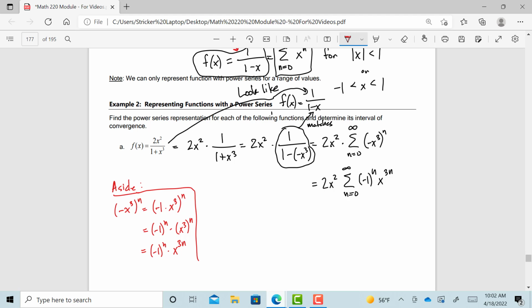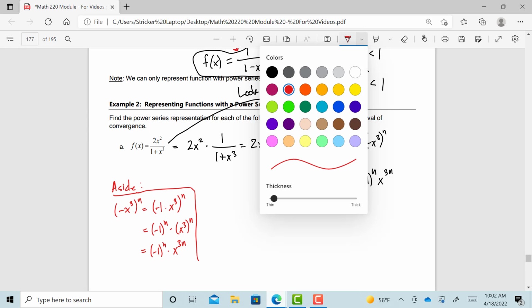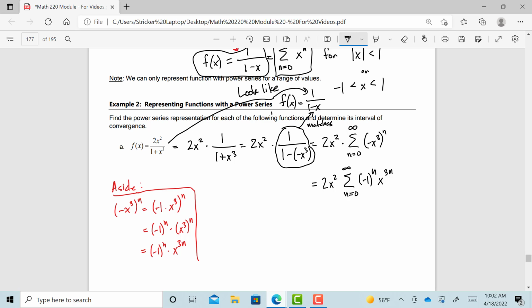And so at that point, we just have one more thing. So this x squared can go back in. So we have 2 times the sum, n equals 0 to infinity, of -1 to the n times x to the 3n times x squared. And using the product rule of exponents, we have -1 to the n times x to the 3n plus 2. And you just need to get in the habit of combining exponents like that, where you add the powers.